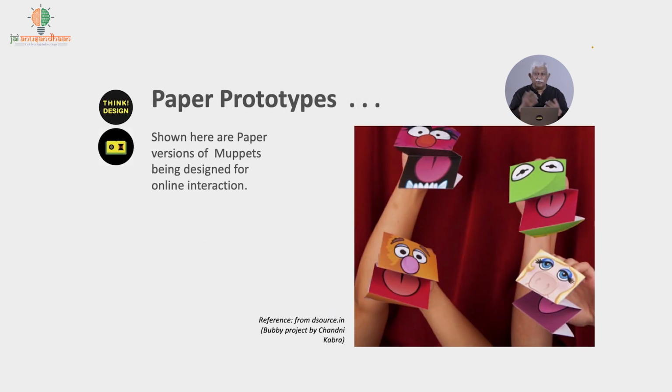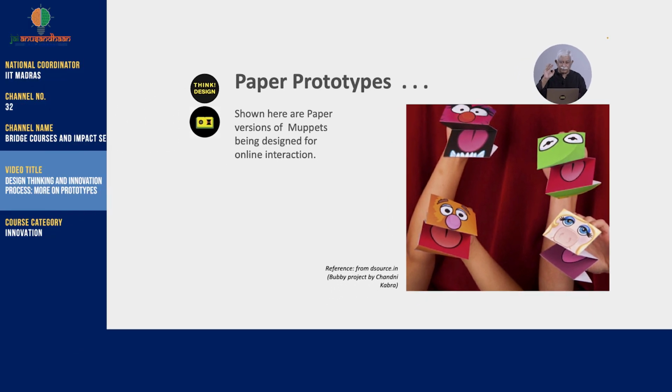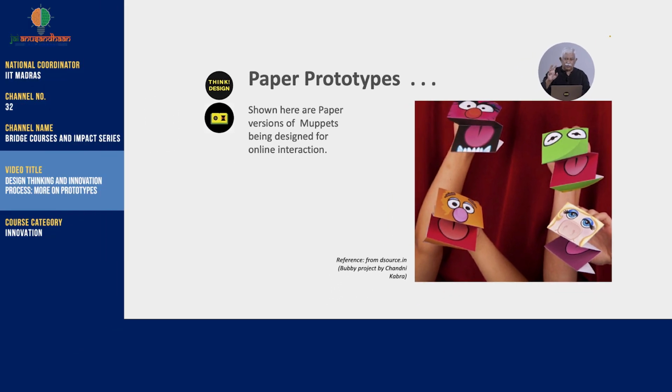Here, for example, the person is trying to do an interactive Muppet to use as a tool for interacting with content on a digital surface. It's not the full Muppet, but a trial Muppet done out of just paper and cardboard, sketched out, so you can try it out.